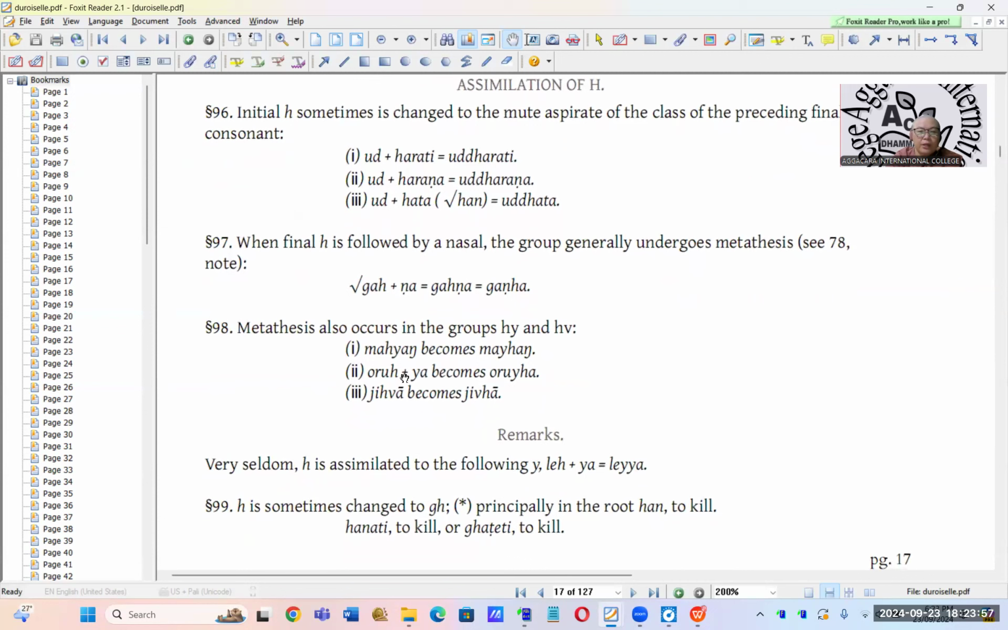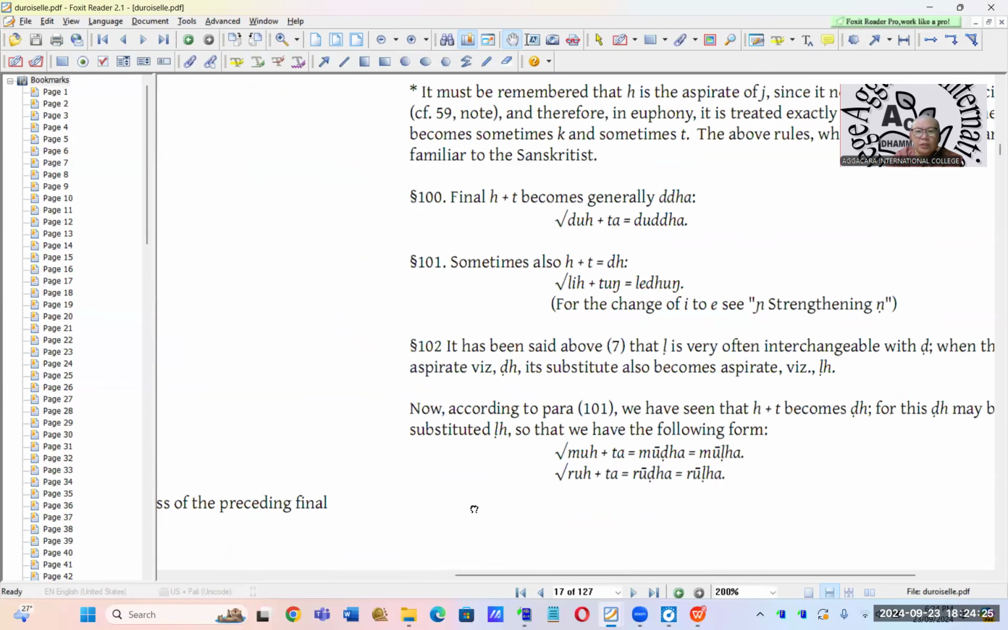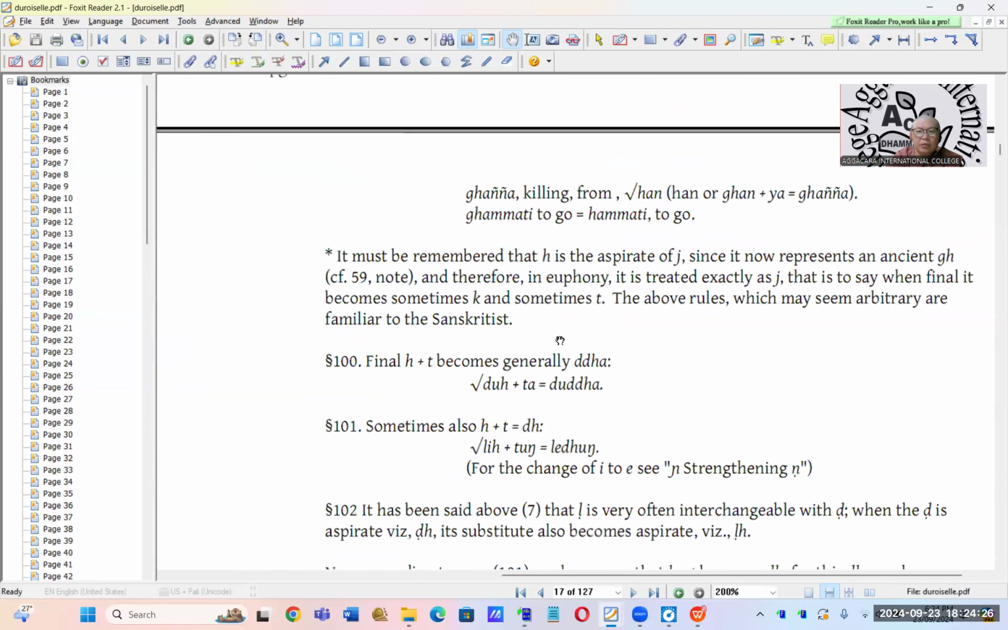So H and Y, H and V, like jiva, right? So HY or HV will change. Only sometimes also we have an explanation. This I think is not so important, because there are a lot of changes here.